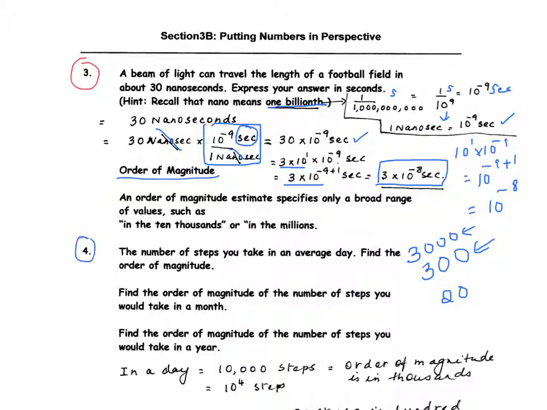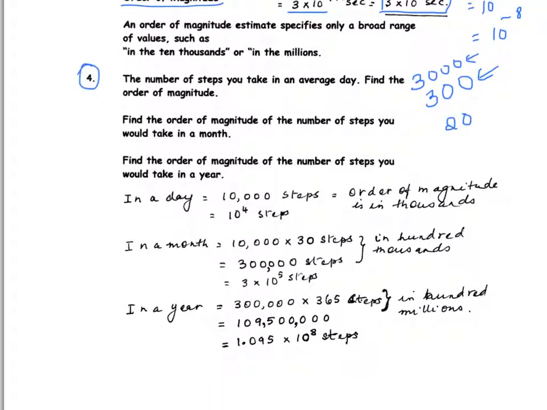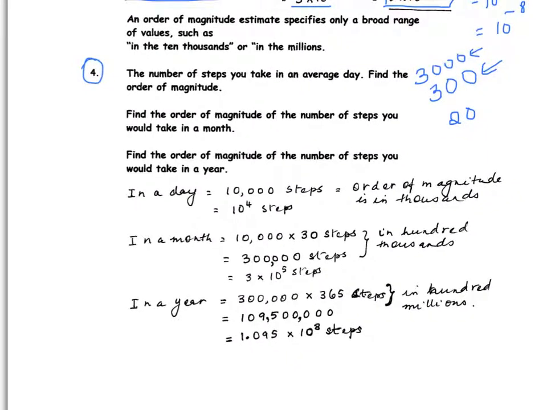So question number 4, it says the number of steps you take in an average day, find the order of magnitude. So find the order of magnitude of the number of steps you would take in a month, and find the order of magnitude of the number of steps that you would take in a year. So in a day, let's assume we have a healthy habit of taking 10,000 steps. So we're just making that assumption that the number of steps that you would take in a day is 10,000. 10,000 is 10 to the fourth power.